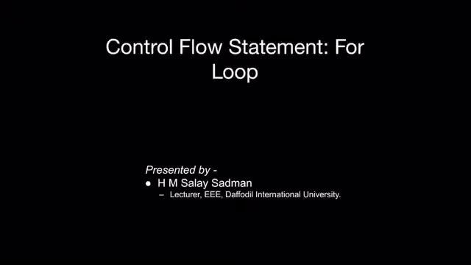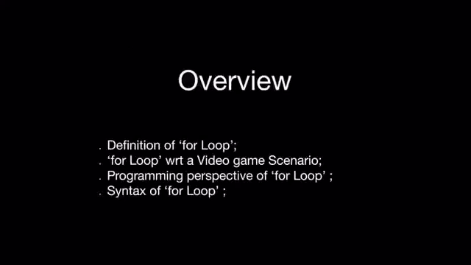Let's get down to business, shall we? Today we will discuss for loop, a fundamental control flow statement. We will try to see for loop from different perspectives and we'll go through a simple code execution line by line to see what really happens. Firstly, we will go through the formal definition of for loop. Then, we will try to understand this topic from a video game developer's perspective. Consequently, we will go through the programming aspect and syntax of for loop in C programming.